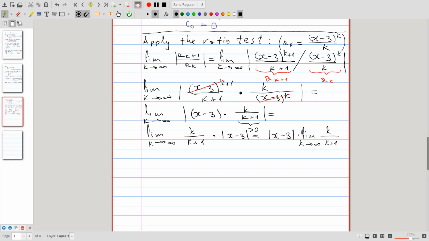This here is a simple limit. We compute it, and we see that this goes to 1. And so we ended up with the following expression.